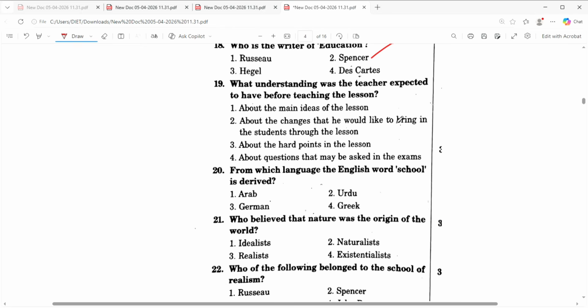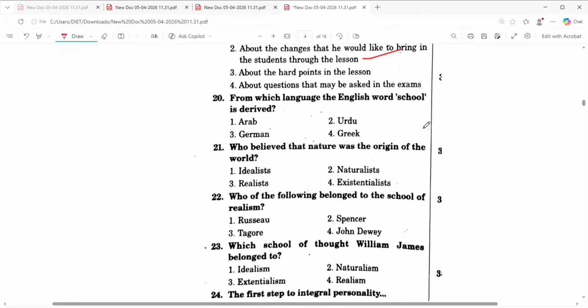What understanding is the teacher expected to have before teaching the lesson? About the minutes of the lesson, about the changes that he would like to bring in the students through the lesson, about the hard parts in the lesson, about questions that may be asked in the examination. When we see which one, it is the changes he would like to bring in the students. Why is the second one apt? Because education should lead to change in the behavior of the individual. The same thing is mentioned in point 2. From which language is the English word school derived?